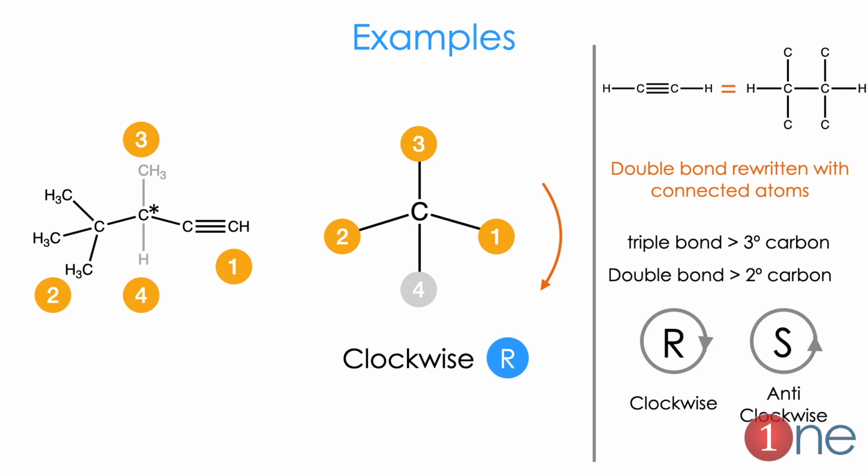So the back side will be the hydrogen. If you rewrite and write separately, the configuration will be R because it is in the clockwise direction. We omit the 4. So the clockwise direction, R configuration.